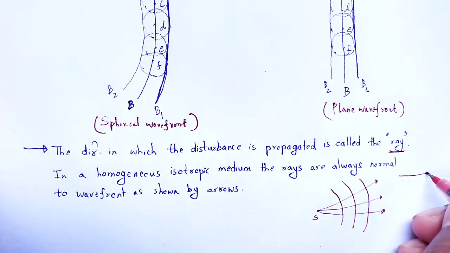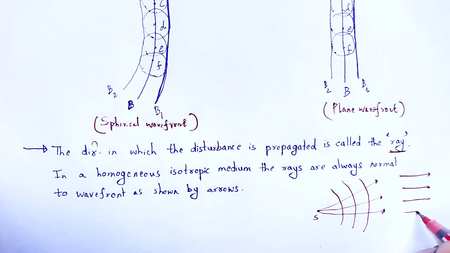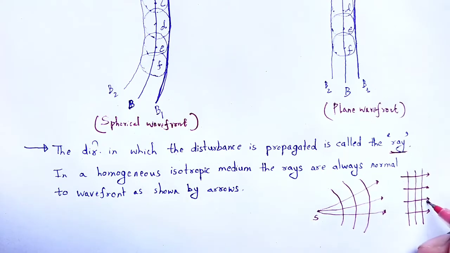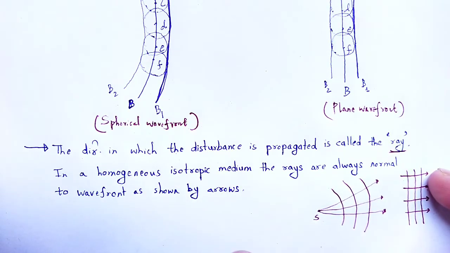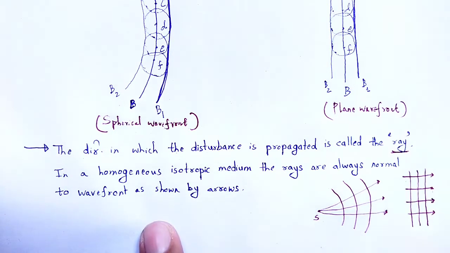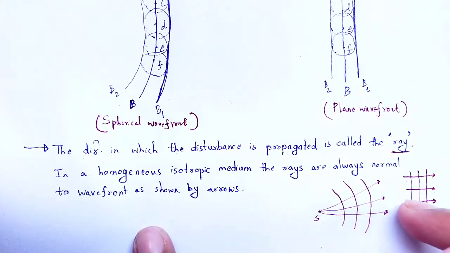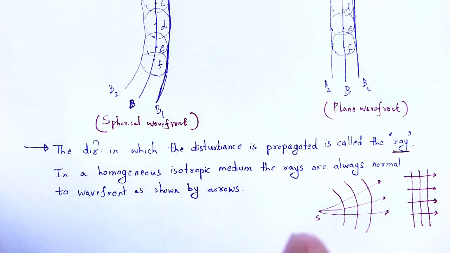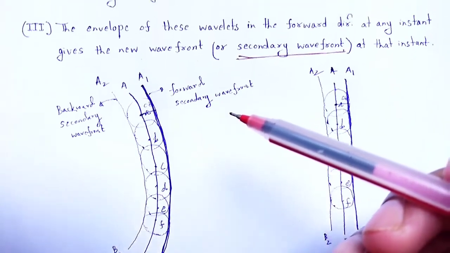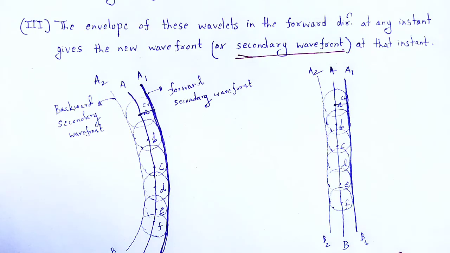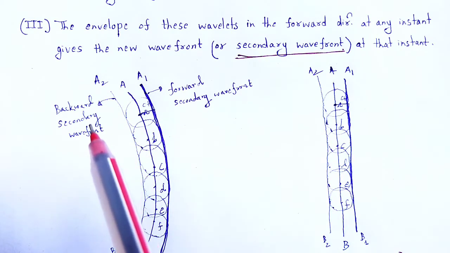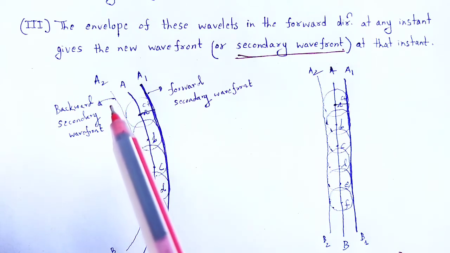If we consider again a plane wavefront, in case of a plane wavefront or any wavefront, these arrows give the direction of propagation of light. In case of a homogeneous isotropic medium, these rays are always perpendicular to the wavefront. That wavefront may be spherical, cylindrical, or plane. Okay. Here Huygens had no physical or mathematical explanation for why there is no existence of a backward secondary wavefront, or why we do not consider the backward secondary wavefront.